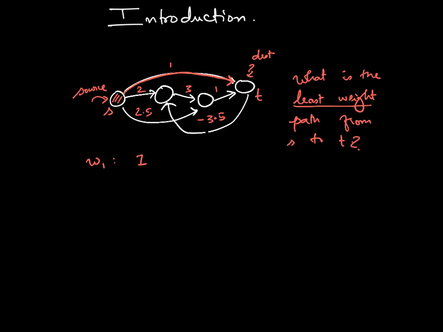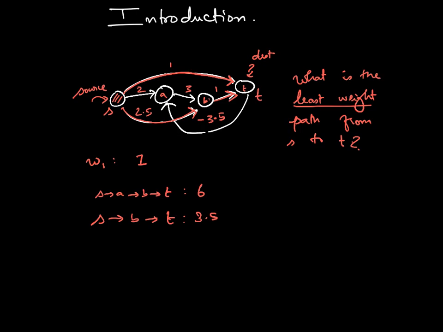Now suppose I go from S to A to B, B to T. Then the weight of this path is 2 plus 3 plus 1, which is 6. Suppose I go from S to B and B to T. The weight of that path would be 2.5 plus 1, 3.5. All right.